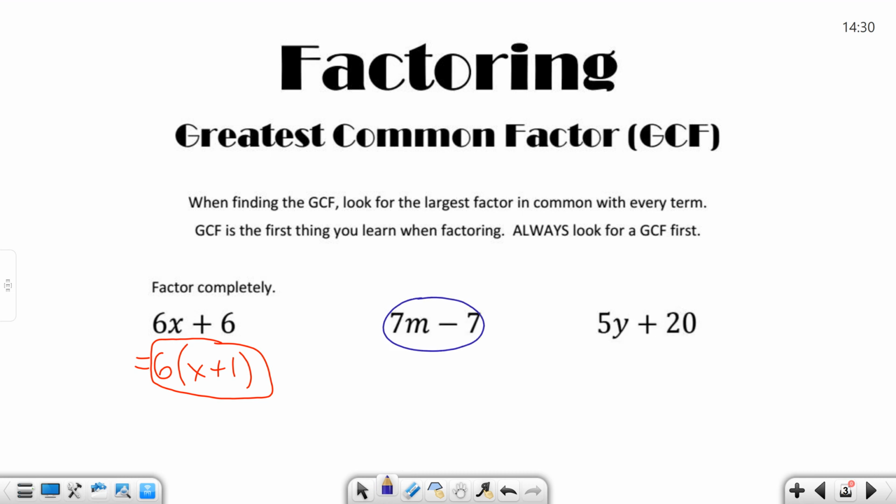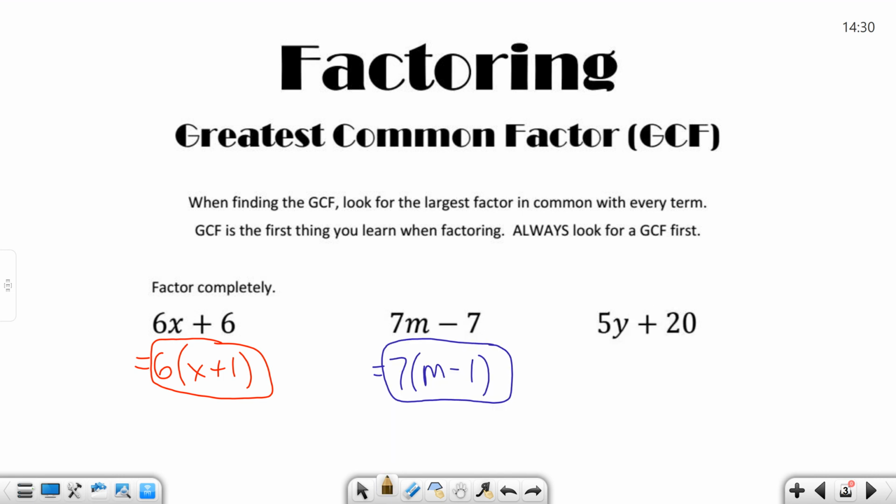So again, I have two terms. I can't simplify them, so I'll look for a GCF. What do they have in common? They have a 7. And then in parentheses, I've got to have what's left over if I take the 7 out. m minus, if I take everything out, there's a 1 left, okay? Because you're dividing. 7 divided by 7 is 1. This way, if you distribute, 7 times m is 7m. 7 times negative 1 is negative 7. Okay? So that's what's happening there. It's the opposite of distribution.